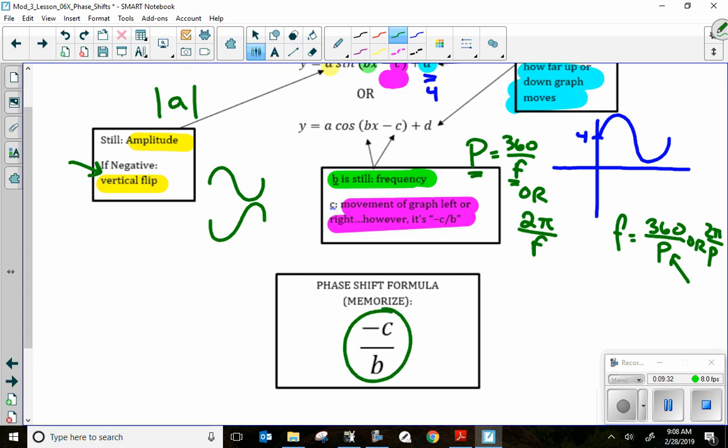Okay? If I want to know how far left or right that's going to move, it's not just the C. You have to take your C and divide it by B. In this case, they do negation because it's the opposite. You want to flip your C, so you leave that negative. Okay? So that is really what tells you left or right.